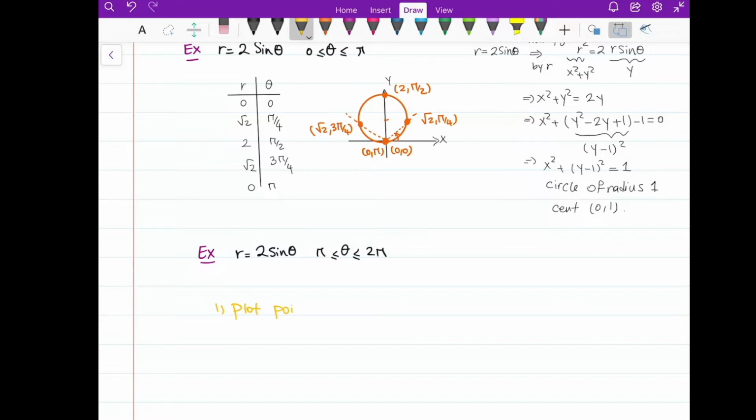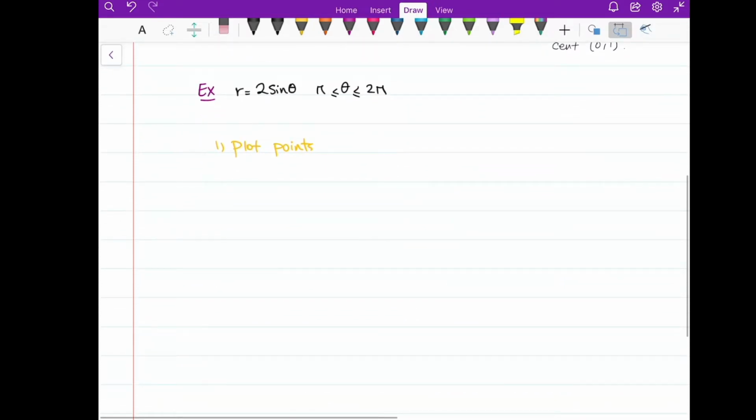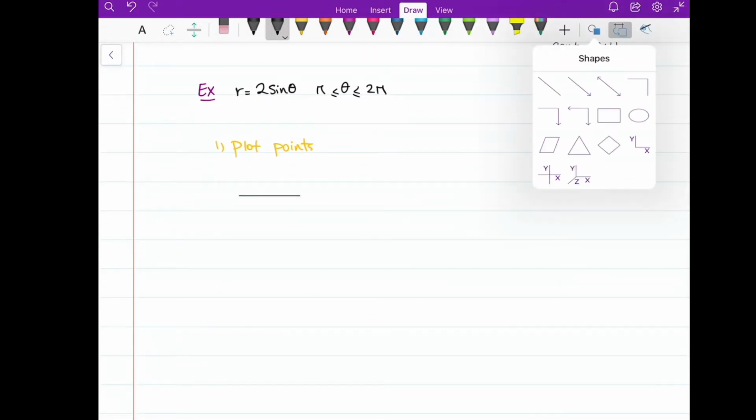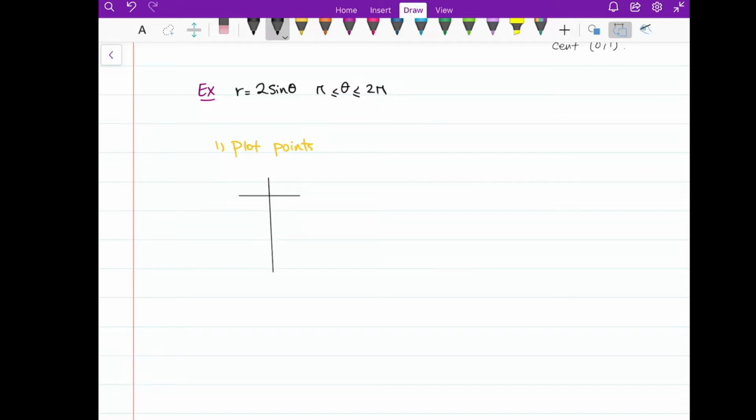Plot points. Let me have just the line in here. I'm going to have another line in here. This is theta, this is r. So let me give some numbers to theta. Theta equals pi. I get sine of pi, which is 0.